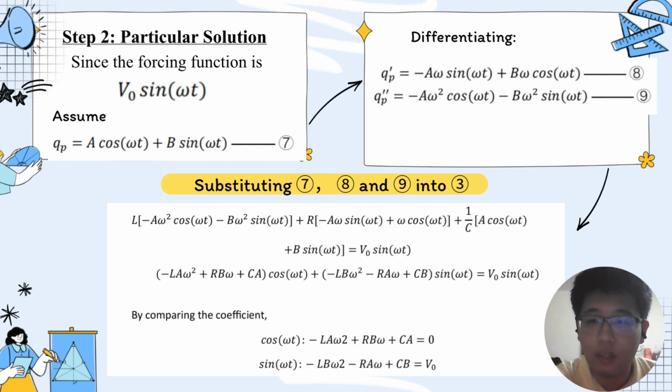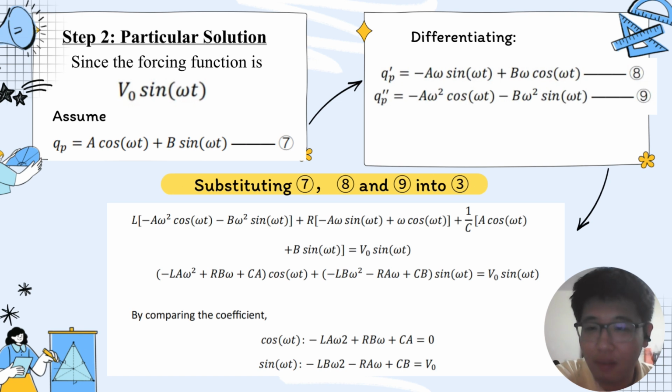We already have V0 sine omega t, so we assume that Qp is equal to A cos omega t plus B sine omega t. After we take the first derivative and second derivative, we get these two equations. We substitute all these into equation 3, and we get L in bracket negative A omega² cos omega t minus B omega² sine omega t, plus R in bracket negative A omega sine omega t plus B omega cos omega t, plus 1 over C in bracket A cos omega t plus B sine omega t, is equal to V0 sine omega t.